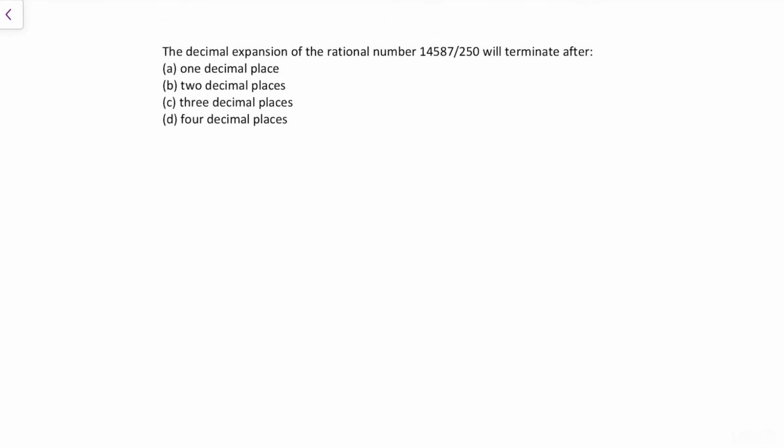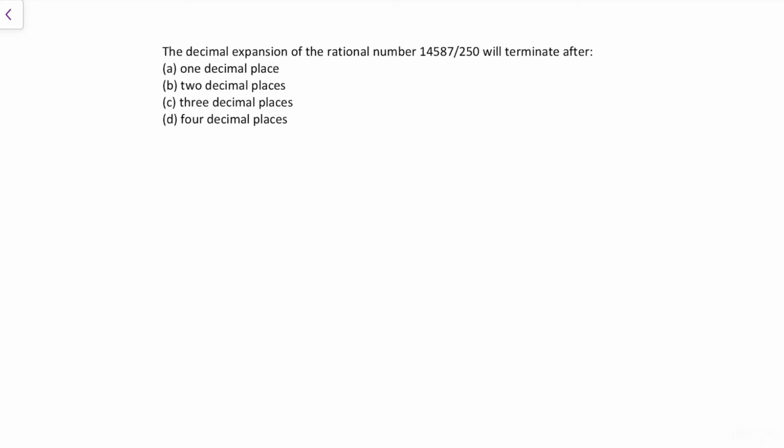Next, the decimal expansion of the rational number 14,587 divided by 250 will terminate after how many decimals, we need to find out. So let us check how to solve this kind of question.